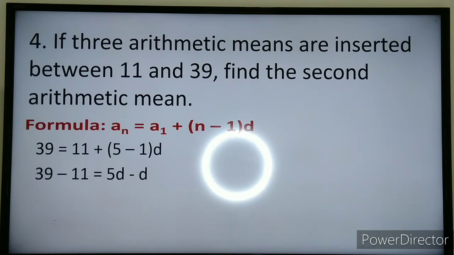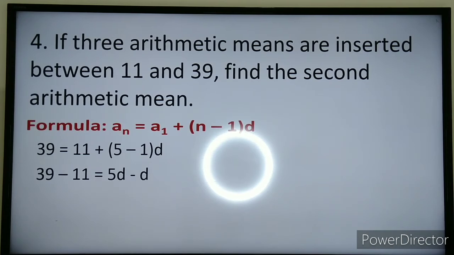Next is 39 minus 11 equals 5d minus d. What we did, we just distribute: 5 times d equals 5d, then negative 1 times d equals negative d. Or some of you might write the answer as negative 1d, so we will consider it correct also. Now, 39 minus 11, so we have 28 equals 4d. Then divide both sides by 4, the common difference now will be 7.